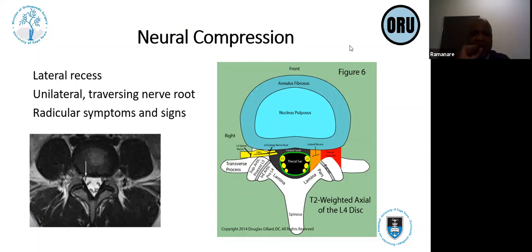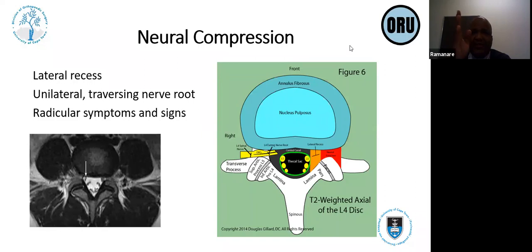Now, if you look at the MRI sagittal, that arrow is pointing to the lateral recess. So if there's compression in this lateral recess, it's not going to hit the exiting nerve root, because by that time, the nerve root in that segment has already come out above it. A disc that's protruding in the lateral recess will most likely hit the traversing nerve root.